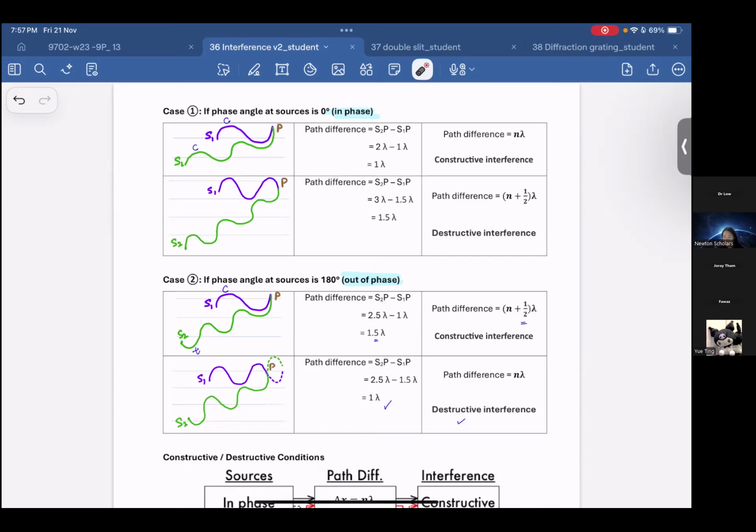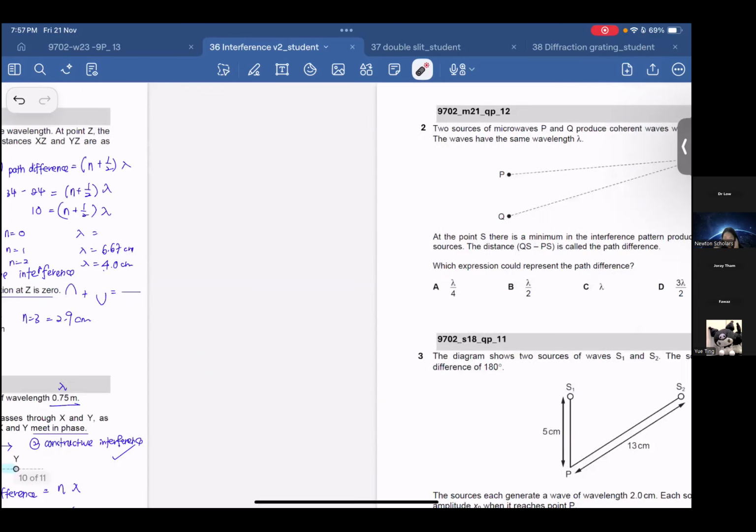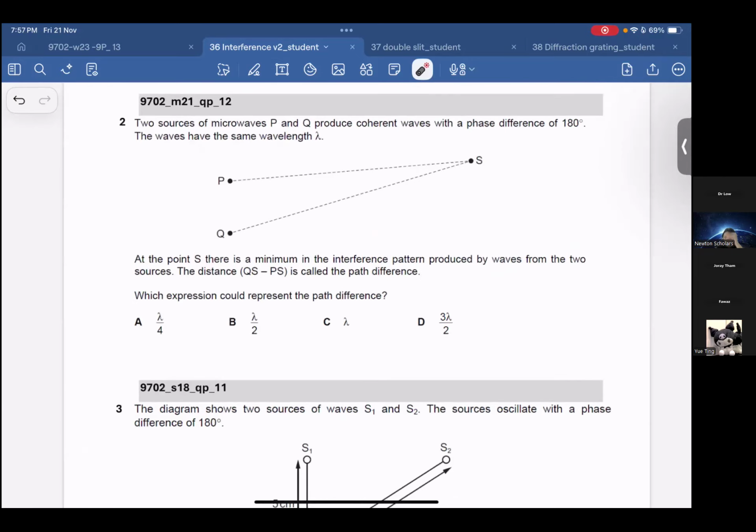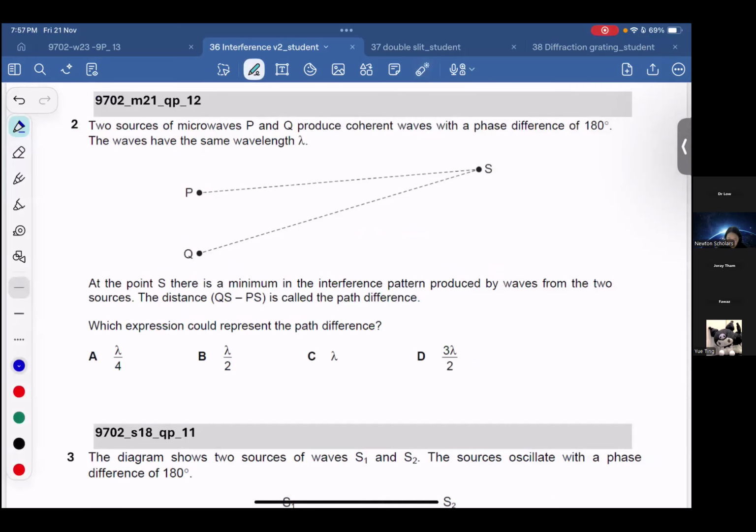Page number 10, dear. Let's go. Okay, here. Two sources of microwave P and Q produce coherent waves with a phase difference, right, dear? Highlight. Phase difference 180 degree is out of phase. It's out of phase.